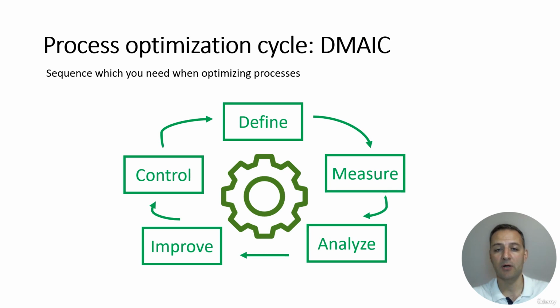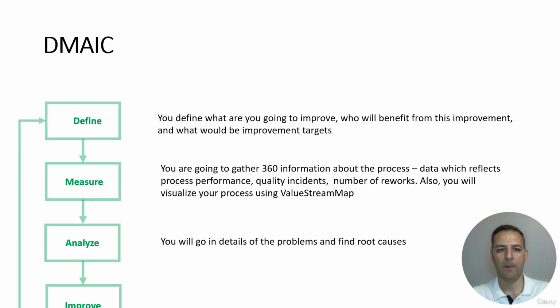Once you manage the process, you might want to improve it. The sequence for process optimization is reflected in the famous DMAIC methodology of Lean Six Sigma. DMAIC stands for Define, Measure, Analyze, Improve, and Control. And these are the steps which you need to make in your process optimization cycle. Let's talk more about this framework.